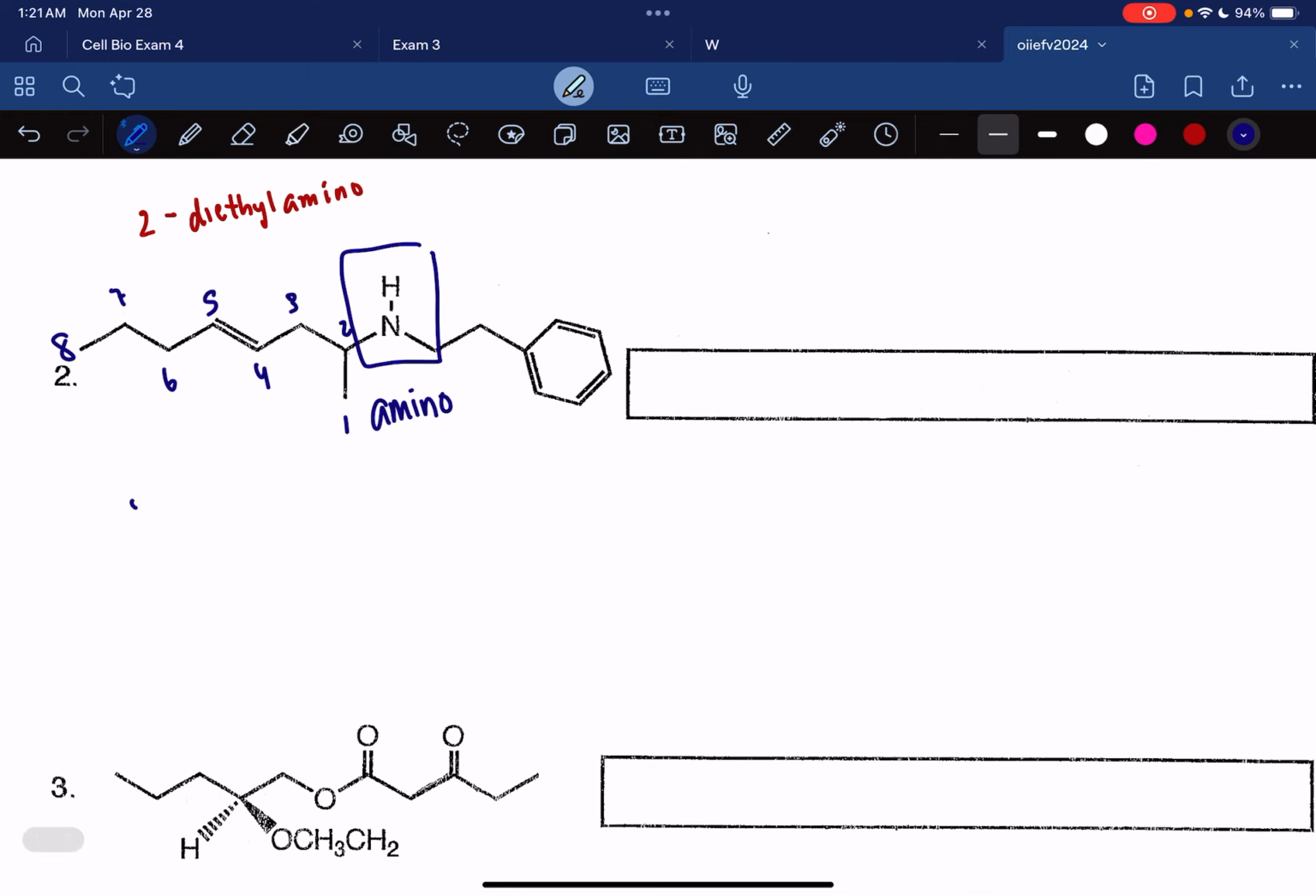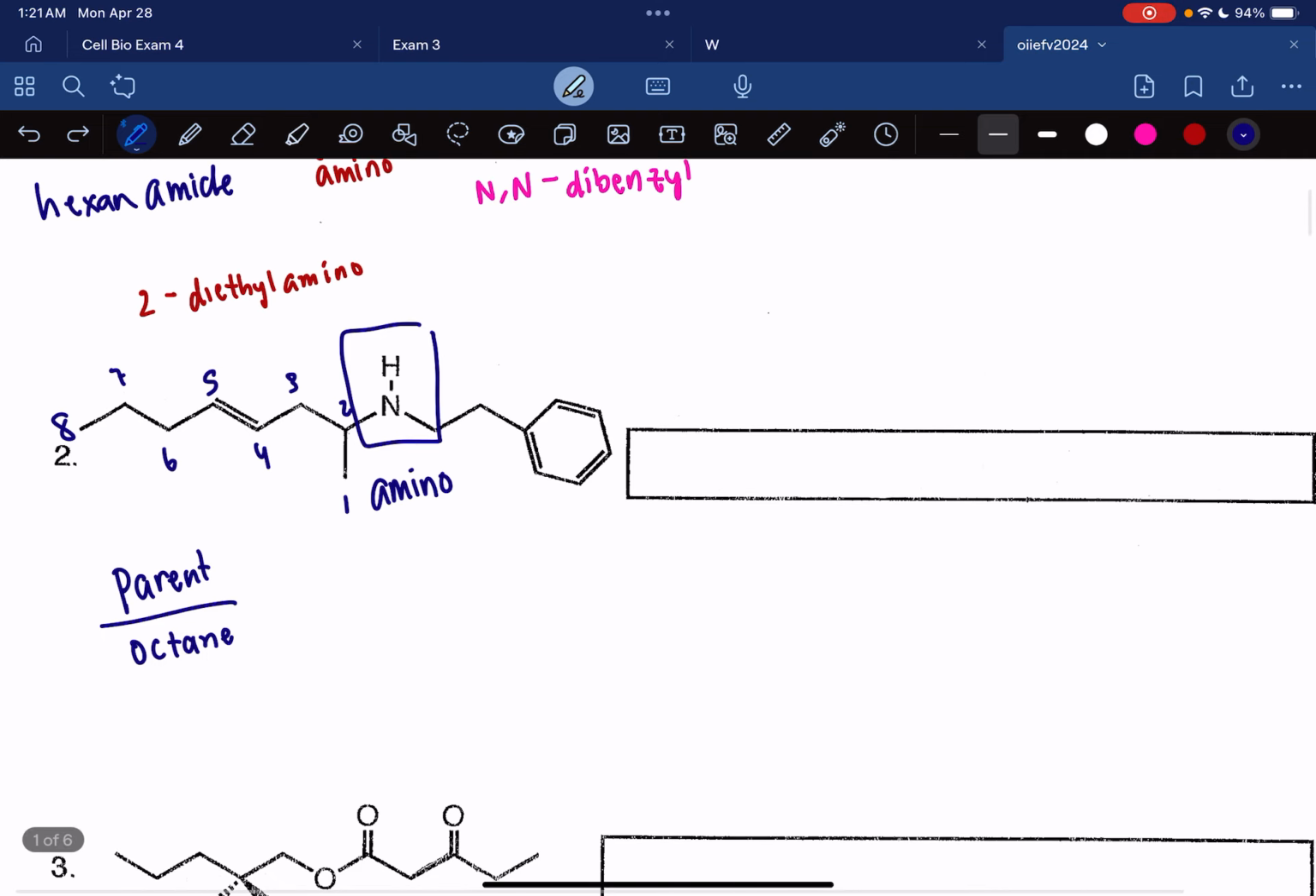So if you label that, the parent here, for now we're just going to call it octane. There's a double bond, but we'll get to that. So that's octane. And then if we look at our amino group, you can see it's substituted on the right side with a 1, 2 carbon chain. So let's do the substituent in red again. This is 1, 2. So 2 carbons, this is called ethyl.